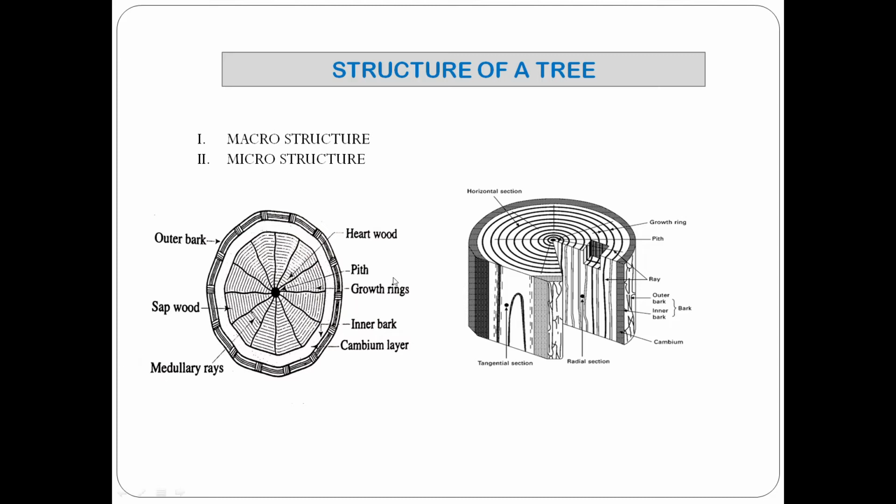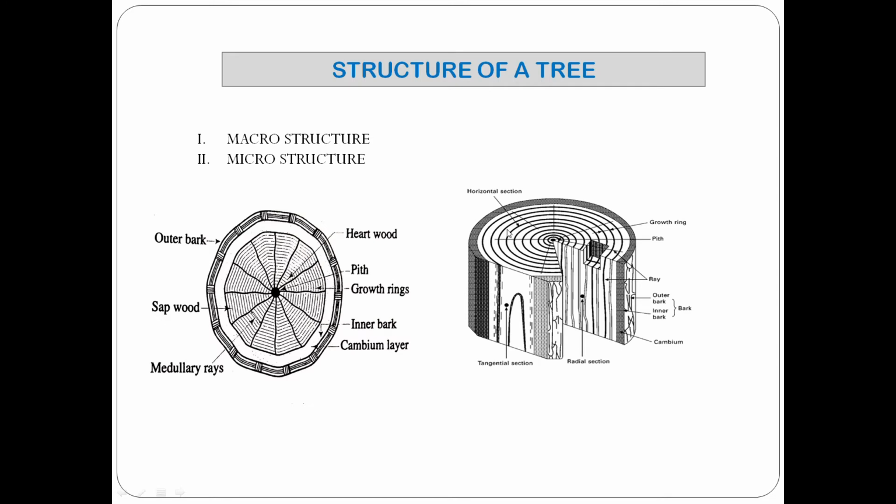Next one, inner bark. The protecting layer of the cambium layer is known as inner bark. Outer bark. The outermost layer of the tree section is called outer bark or cortex. And next is medullary rays. The rays extending from pith to cambium layer are known as medullary rays. These rays hold the annual rings of sapwood and hardwood together.